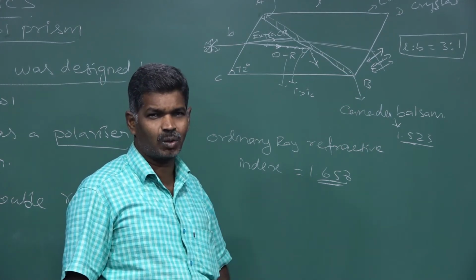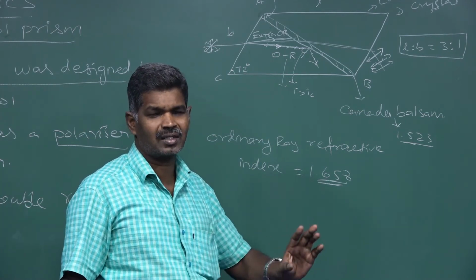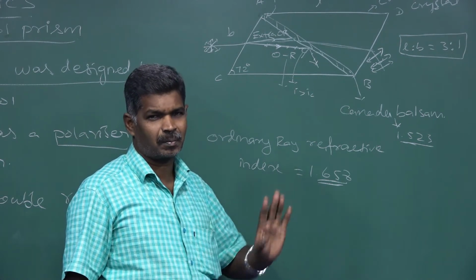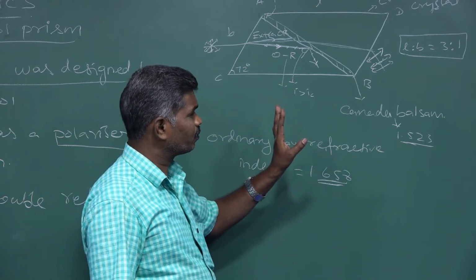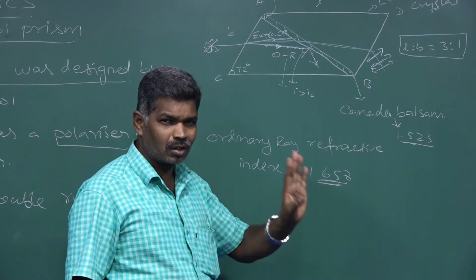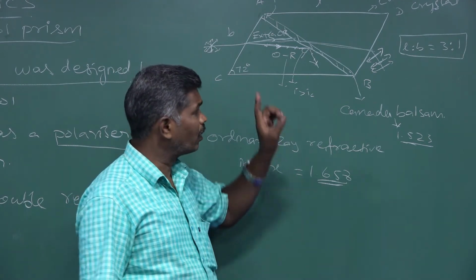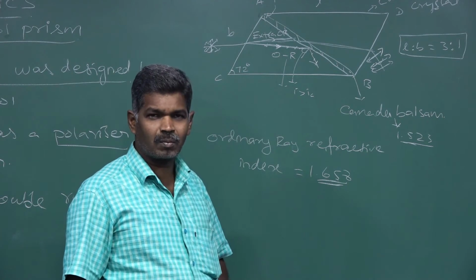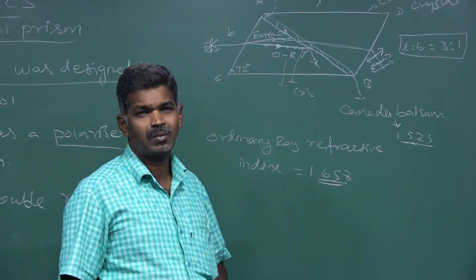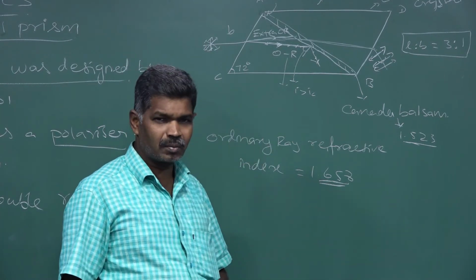The emerged extraordinary ray is plane polarized, with vibrations in only one direction, in the plane of the paper only. That is completely plane polarized light. Plane polarized light can be produced by the Nicol prism, and the Nicol prism is also used to identify whether the given light is plane polarized or not.